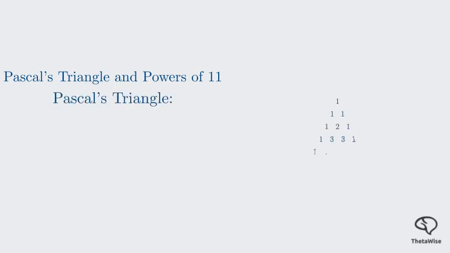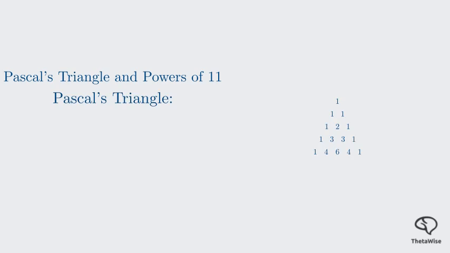Now for a brief, but fascinating, connection between the number 11 and a famous mathematical pattern. You will see how Pascal's triangle relates to the powers of 11. Let's look at Pascal's triangle. It starts with a 1 at the top. Each number below is the sum of the two numbers directly above it. The first row is 1. The second is 1, 1. The third is 1, 2, 1, and so on.